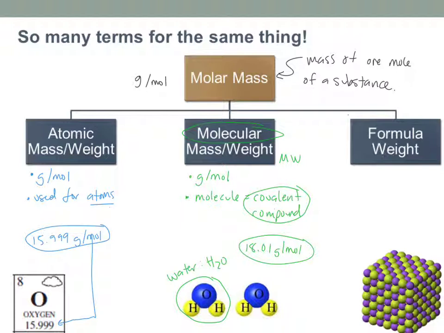And then lastly, you'll hear formula weight, which is probably used the most broadly, aside from molar mass being super broad. You usually hear formula mass as an aside, but you hear formula weight a lot. It's abbreviated FW. Formula weight is definitely used for ionic compounds, because they are not covalent compounds. They don't form molecules, because they're all individual particles, not covalently bound together.